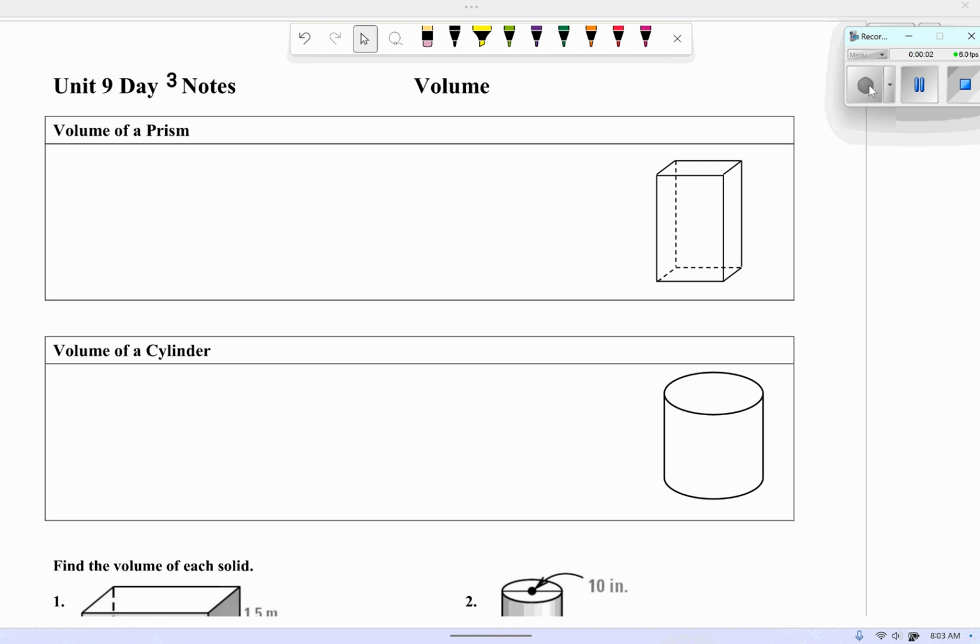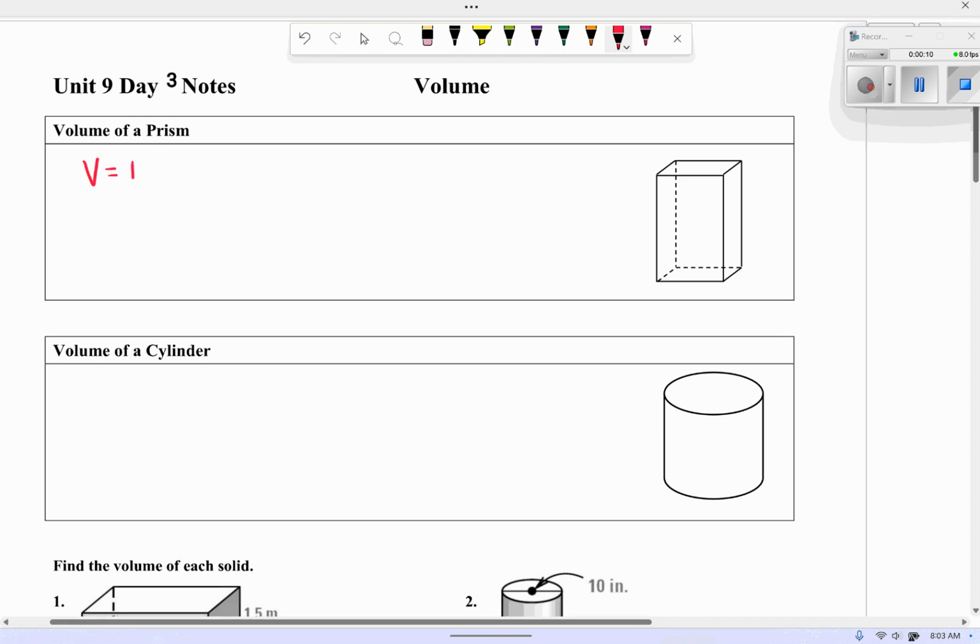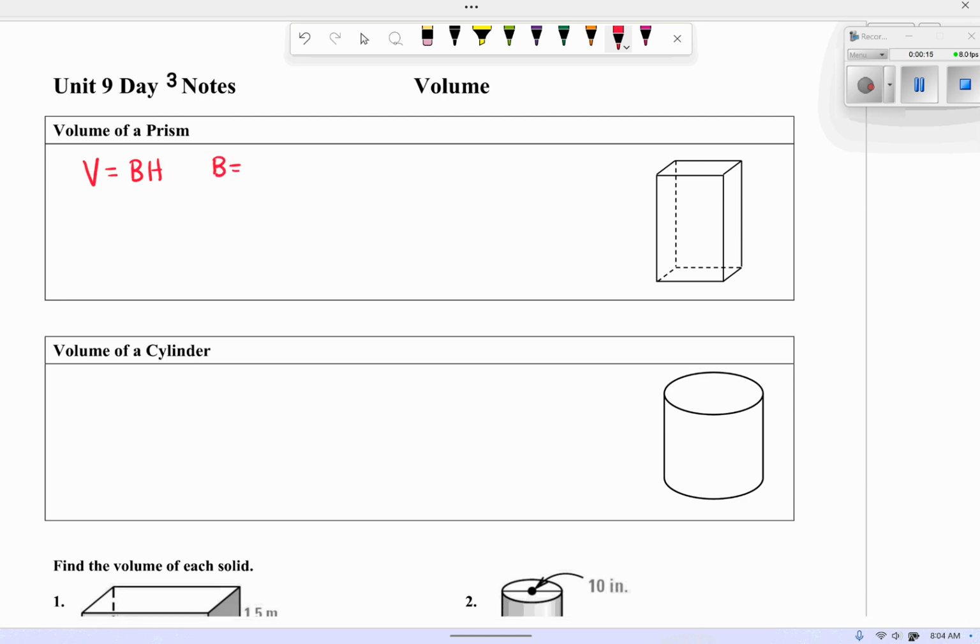Today we're going to talk about volume. So the first one we're going to look at is the volume of a prism. The volume of the prism is equal to the base times the height. So B equals the area of the base and H is equal to the height of the prism.